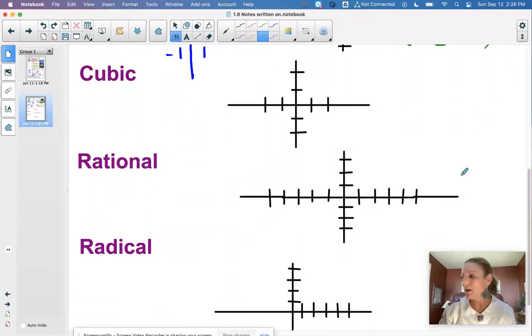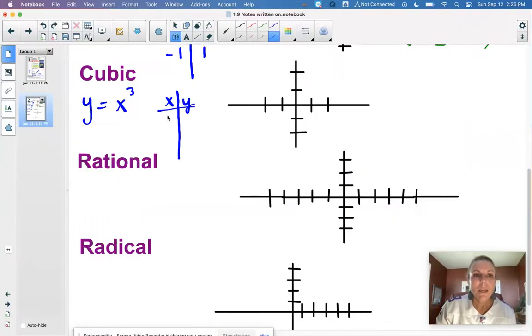Let's move on to cubic. That is going to be y equals x cubed, thus cubic. All right, let's make our table. If I plug in 0, 0 cubed is 0. If I plug in 1, 1 cubed is 1. And if I plug in negative 1, negative 1 cubed is negative 1. All right, let's graph this. 0, 0, 1, 1, negative 1, negative 1.